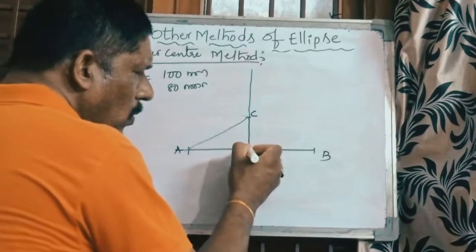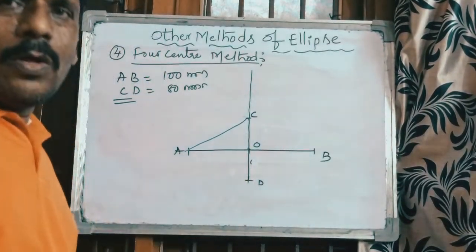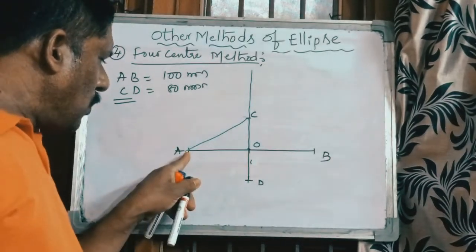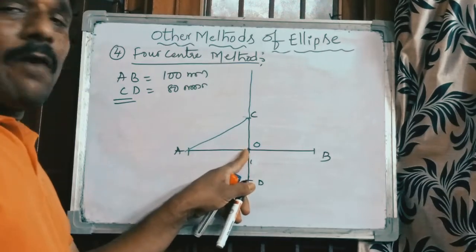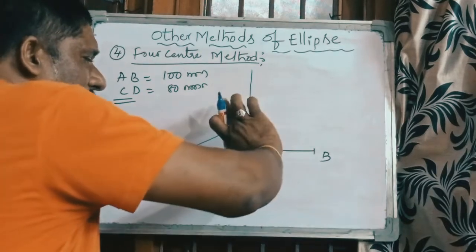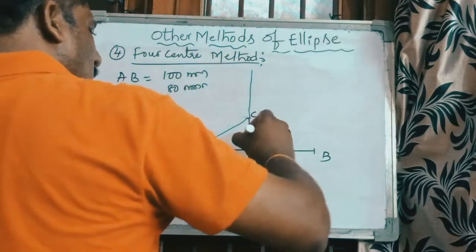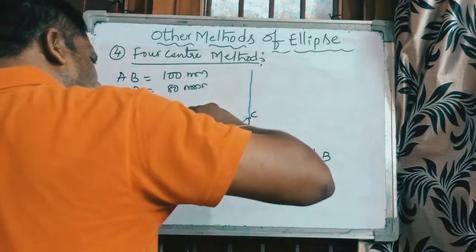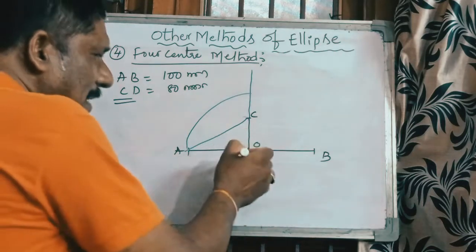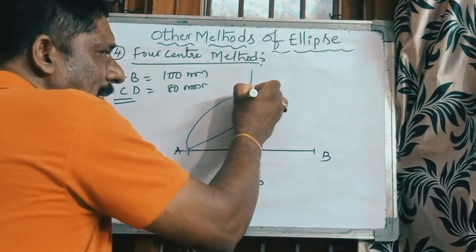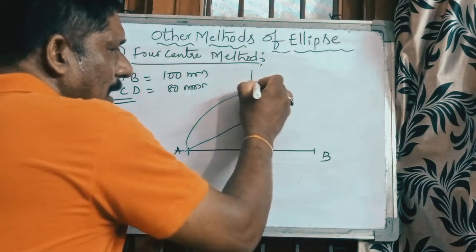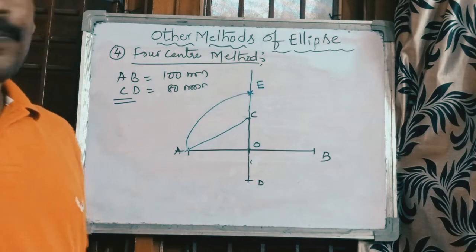Now this is the center point O. Keep the compass at center point O, with radius equal to A O, which is half of the major axis. So O is the center, A is the radius, and draw an arc. While drawing this arc, it cuts the extended minor axis line at a point. This point is E.